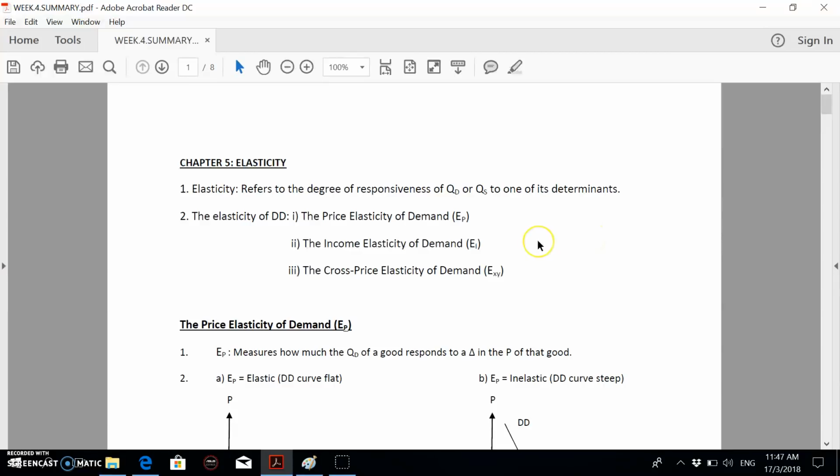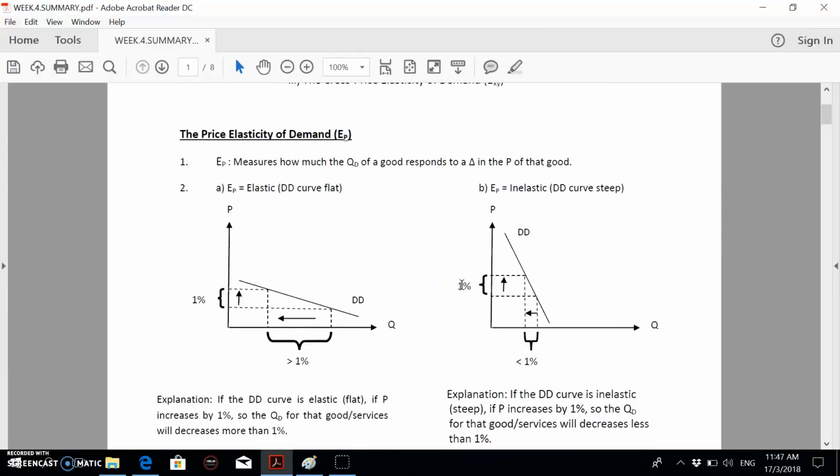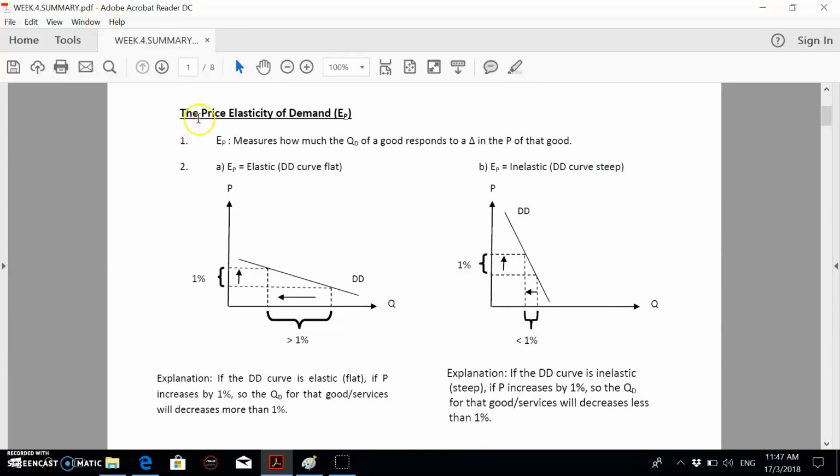So as you can see here, we have three types of elasticity of demand: the price elasticity of demand, the income elasticity of demand, and the third one is the cross price elasticity of demand. So let's move on to the first one, the price elasticity of demand.